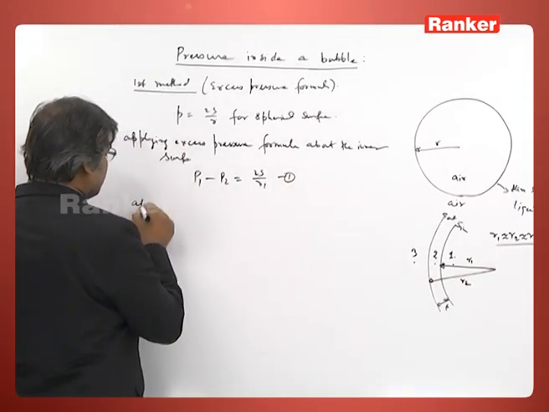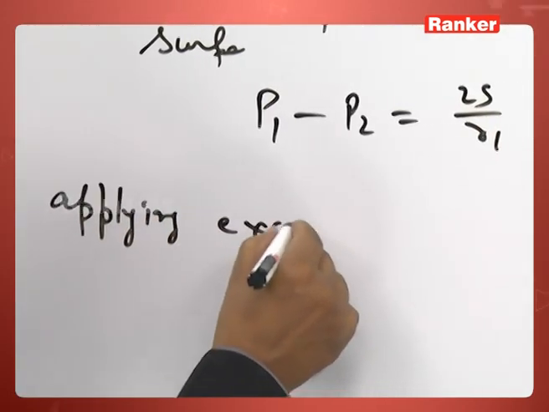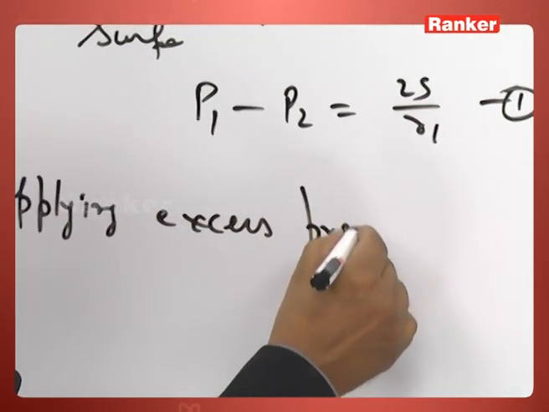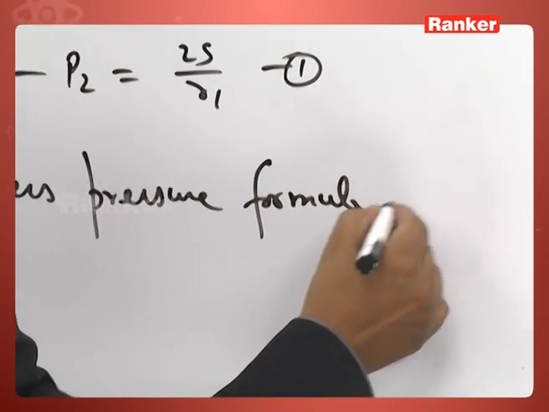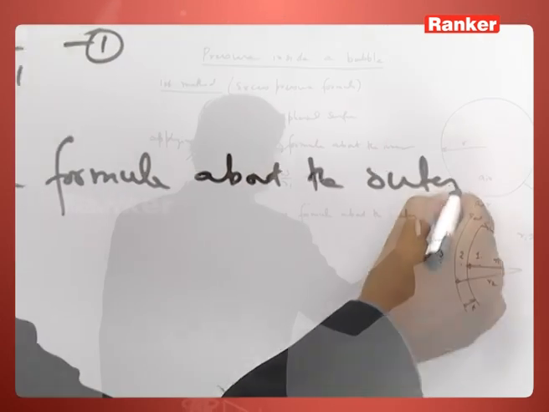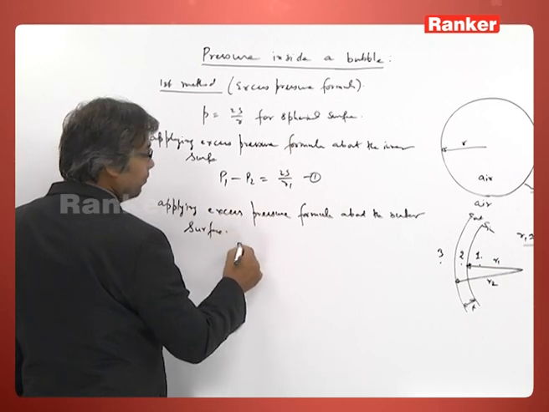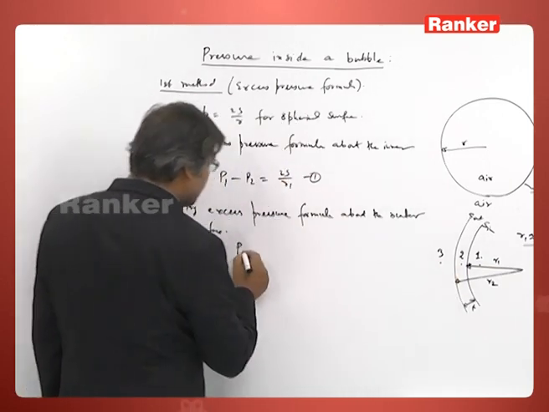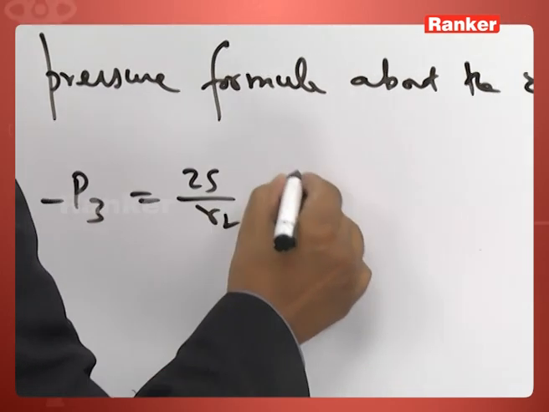Now, applying the excess pressure formula about the outer surface, we have P2, which is on the concave side, greater than P3 by 2S by R2.